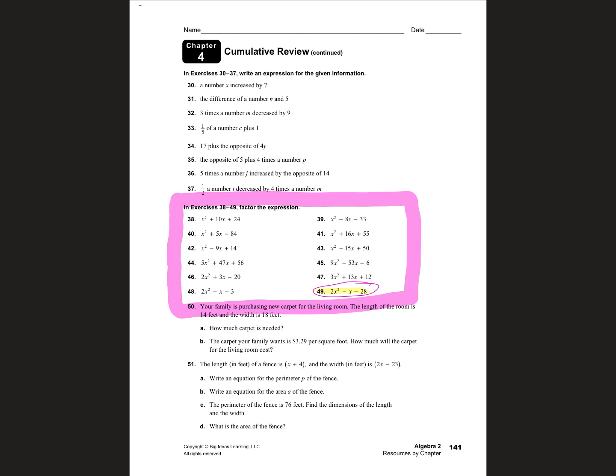Okay, so your test is over 4.4, 4.5, 4.6, and then 5.1. 4.4, 4.5, and 4.6 are pretty much all the same thing. It's factoring completely, using GCF, that P over Q, all that stuff. Where some of you made mistakes on your quiz is you didn't factor completely, or you factored but didn't solve, you know, that sort of thing. So you've got to pay attention to what the directions say.